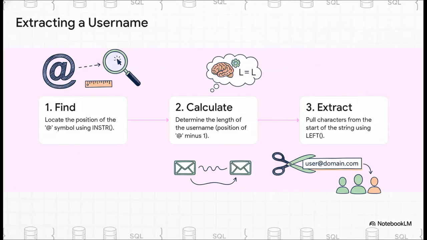Okay, time to level up a bit. Let's say we need to create a username for each customer based on their email. So, how do we grab just the part before the @ symbol? Well, we can break it down into a little 3-step mission. First, we find where the @ is. Second, we figure out how long the text is before it. And third, we just extract that piece of text.